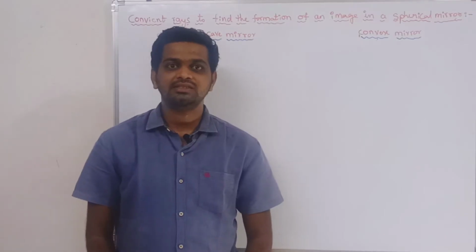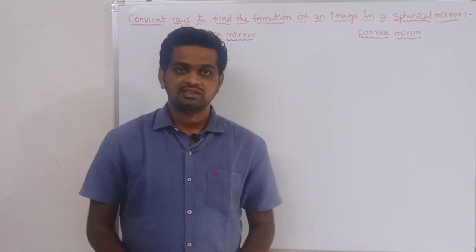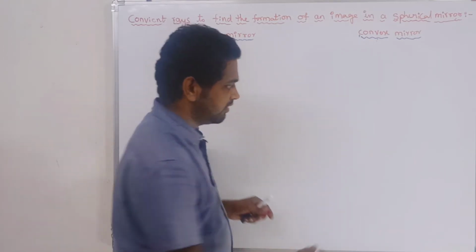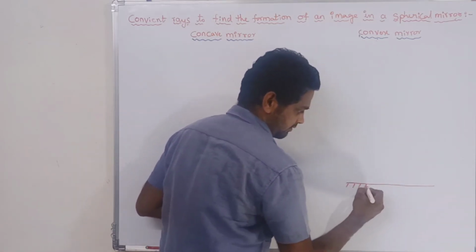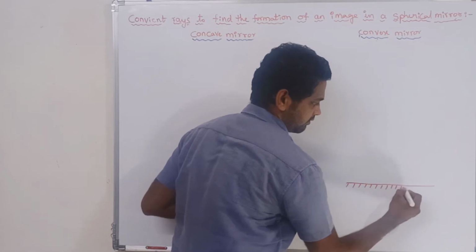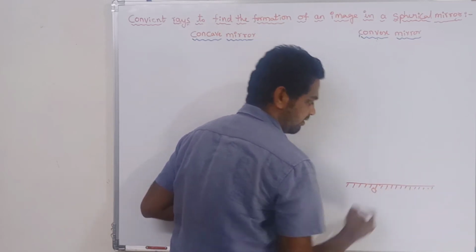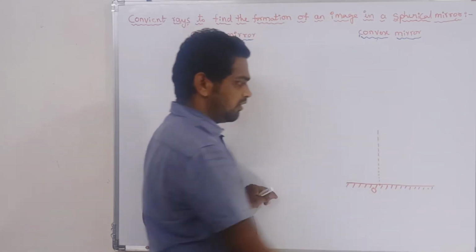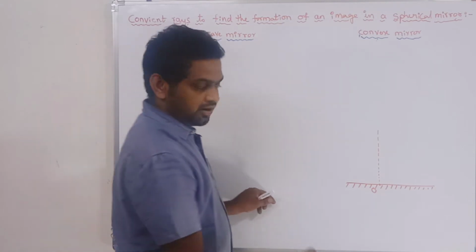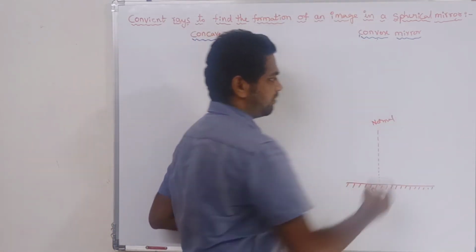Before going to discuss rule 3, I am going to explain a small concept in the case of a plane reflecting surface. So I have taken a plane reflecting surface, and let us consider a point O anywhere on the reflecting surface. Now I am going to draw the normal. We know that the normal will be perpendicular at that point in the case of a plane mirror. So this is the normal at that point.